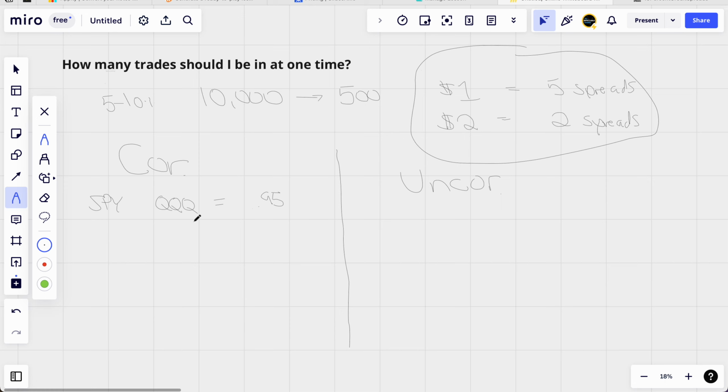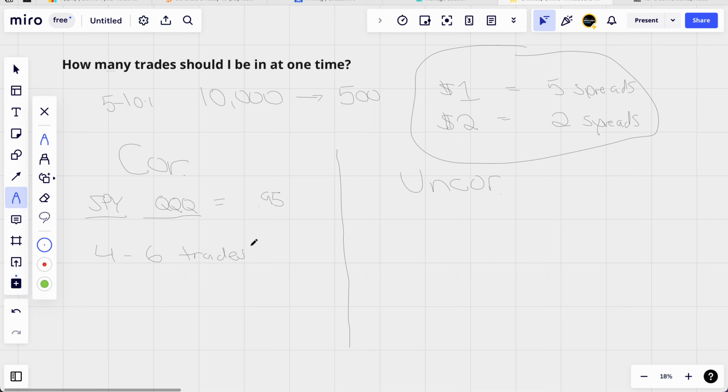A -1 correlation means that they would move the exact opposite, and 0 means that they're not correlated at all. So for trading stocks that are correlated or roughly correlated, we don't want to be in as many trades. For instance, I trade SPY and QQQ on my account all the time. I only have roughly 4 to 6 trades on at a single time.